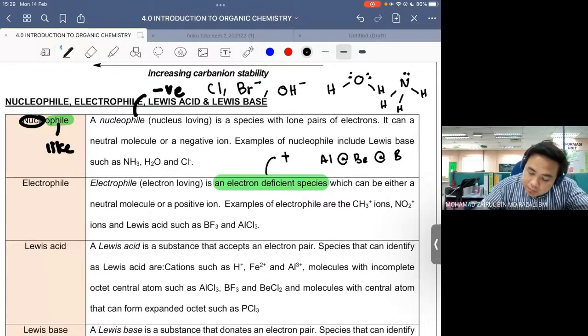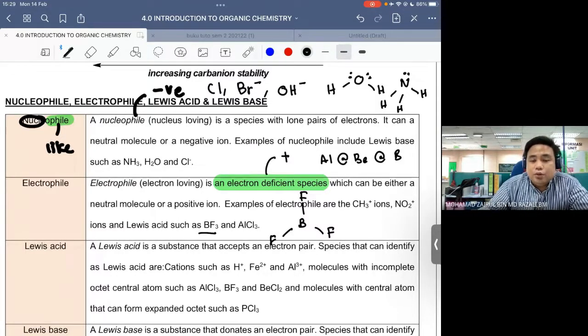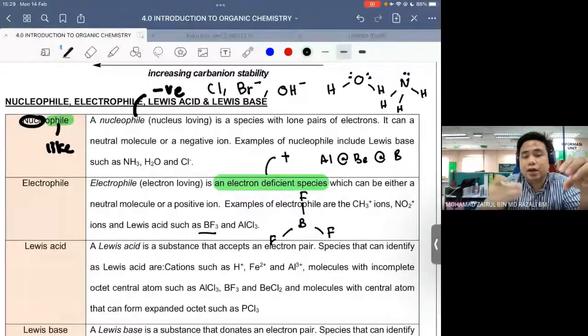So kalau awak tengok sini BF3, if we draw the Lewis structure, awak tengok the surrounding the boron itu is not enough. We don't have any 8 electron. We only have 6 electron, so we call it as an incomplete octet. So incomplete octet ni sebab dia ada ruang, there is space lagi untuk dia dapat elektron. So that's why we call it as the electrophile.